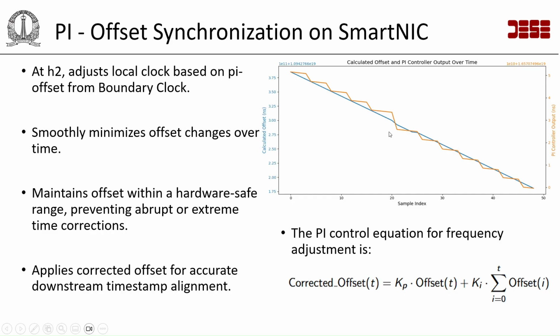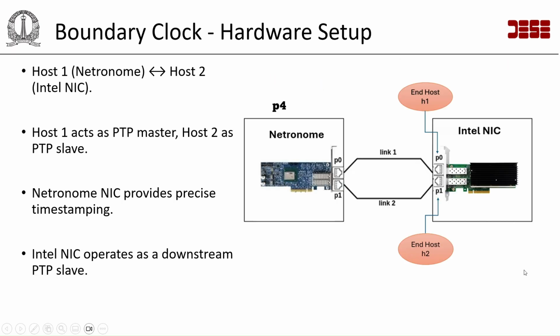We have seen the offset changing drastically at times. There are sudden jumps and peaks where it changes to extreme conditions. The PI servo logic ensures that it is maintained within valid levels so that the Metronome hardware is not overwhelmed by the corrections due to extreme time corrections. The PI control equation for frequency adjustment is Kp times the current offset plus Ki times the accumulated offset errors.